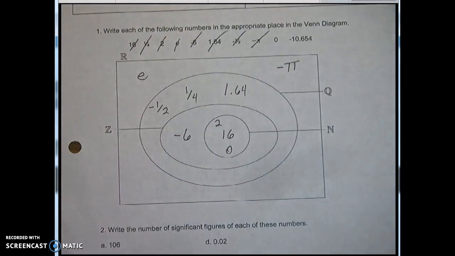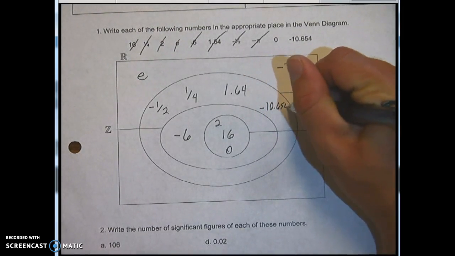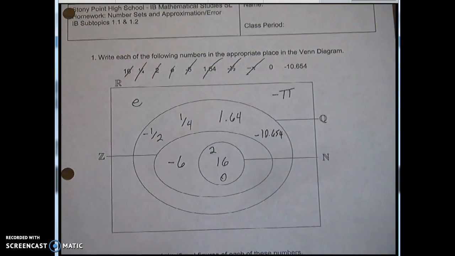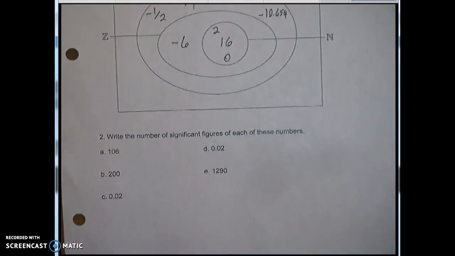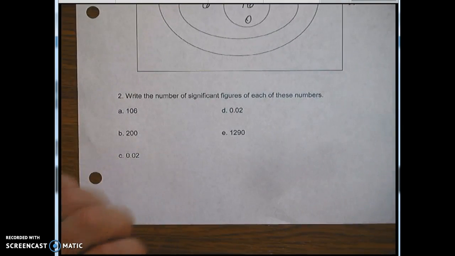0 is a natural number. And then -10.654, that's a number that could be expressed as a fraction, and therefore it is a rational number. So that's how you do number 1 on the homework there. That's all that we did with the number sets. So I want to jump into rounding now. Specifically, I want to talk about significant figures.